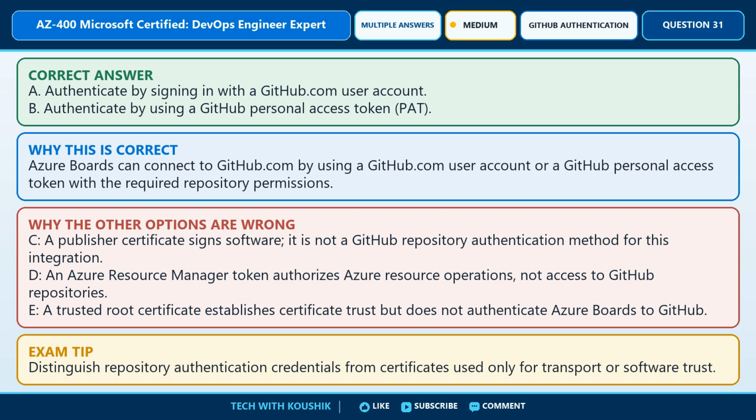Why are the other options not correct? C. A publisher certificate signs software. It is not a GitHub repository authentication method for this integration. D. An Azure Resource Manager token authorizes Azure resource operations, not access to GitHub repositories. E. A trusted root certificate establishes certificate trust, but does not authenticate Azure Boards to GitHub. Exam tip. Distinguish repository authentication credentials from certificates used only for transport or software trust.